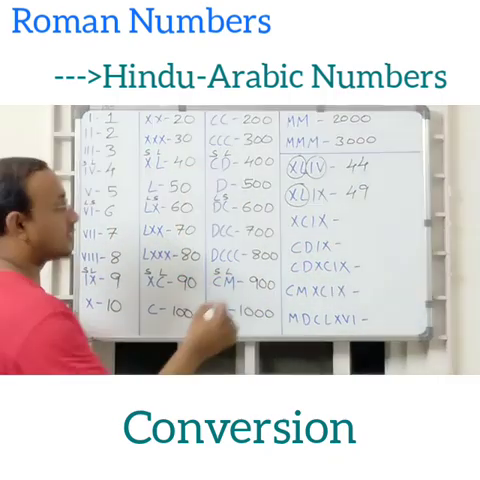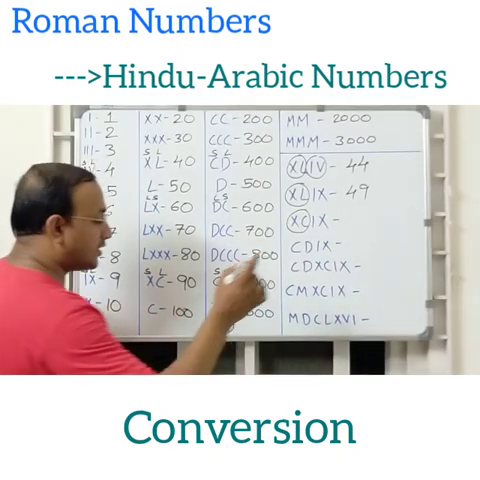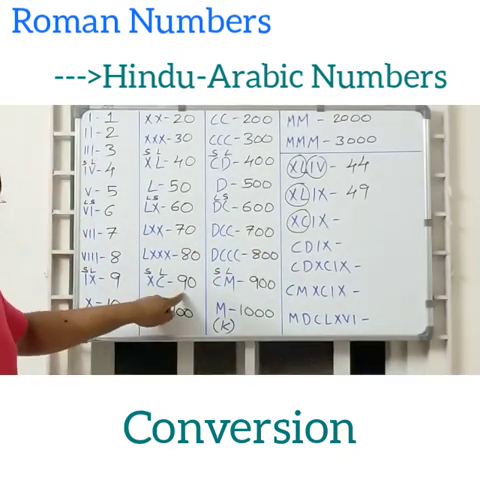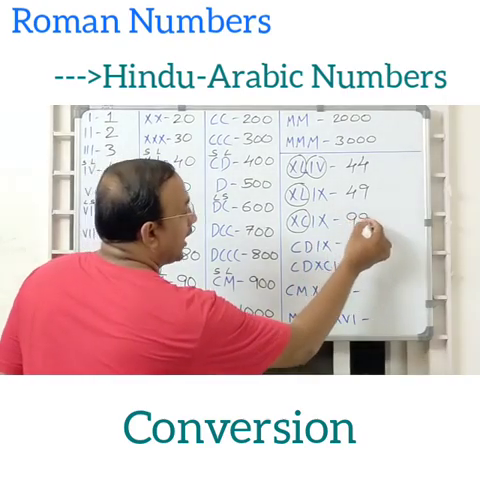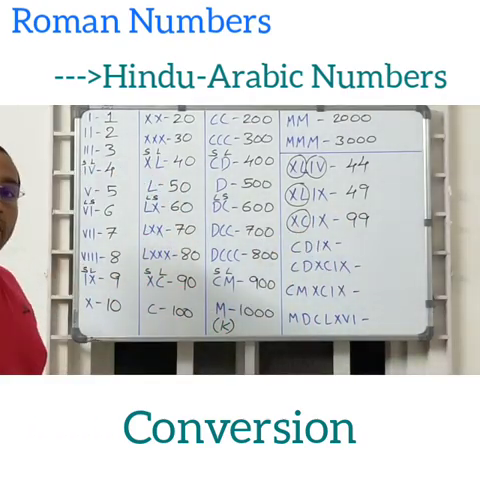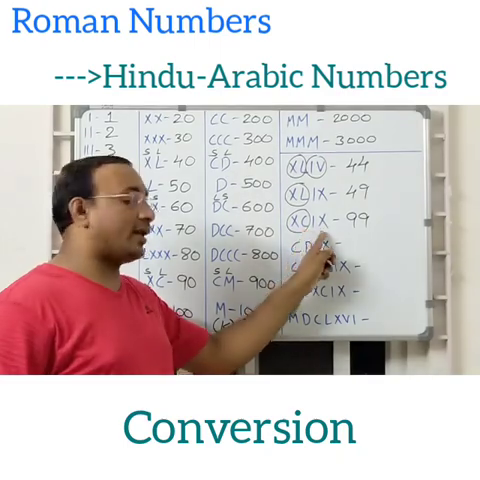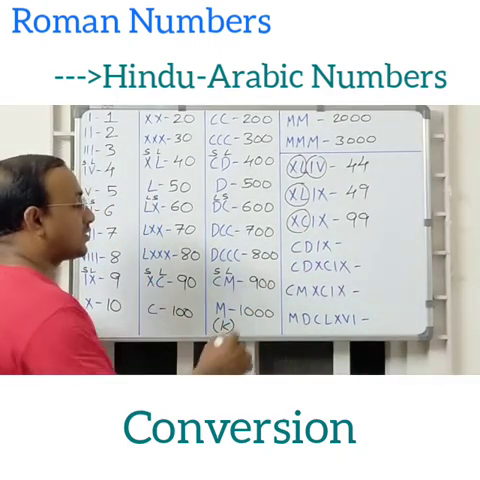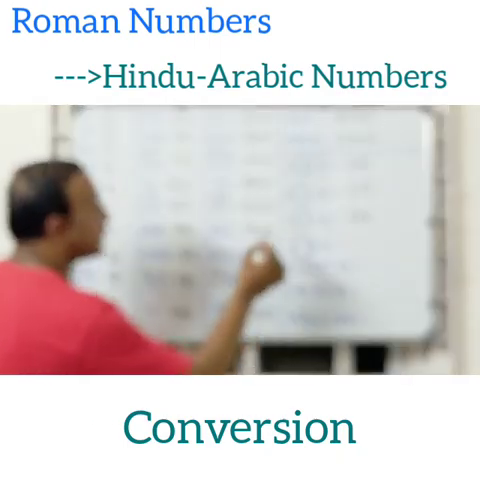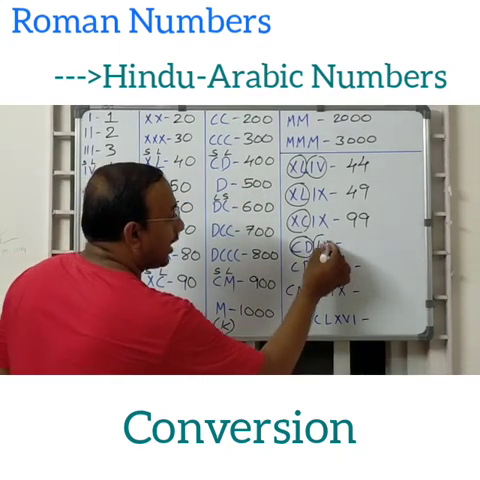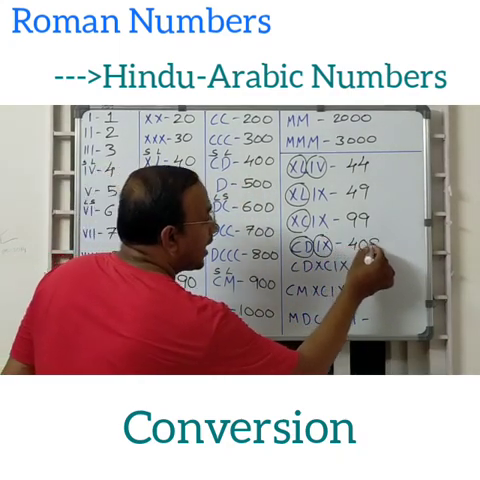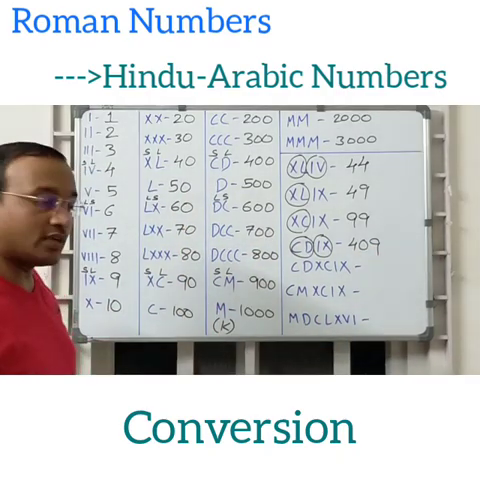Okay, friends? Next. XC. Here we have done it, that is 90. And then this is 9, 99. So whenever you have 99, how do we write its Roman numeral? We write XC, IX. Next, CD. What is CD, friends? 400. And this is 9. So we write it as 409. Okay, friends? Next.